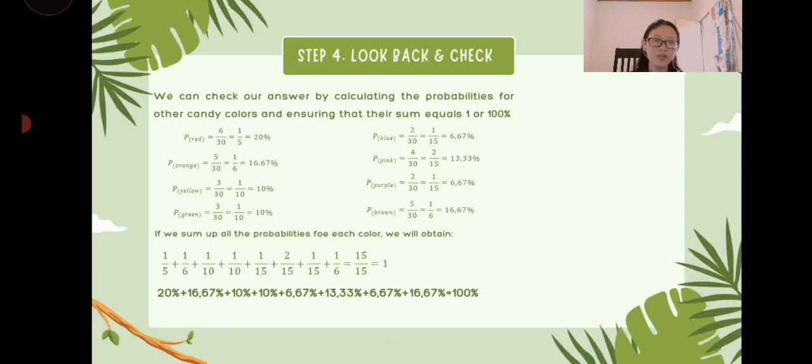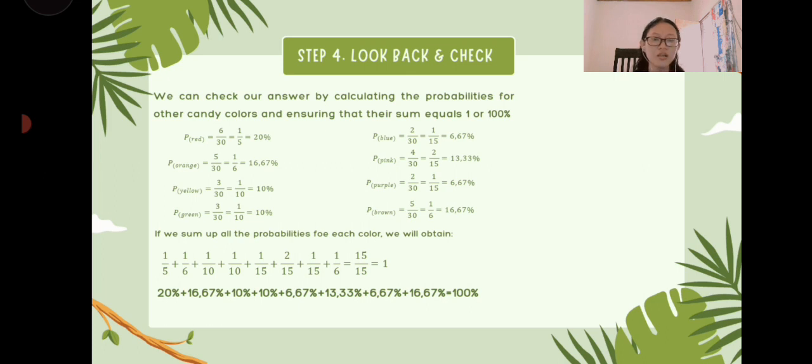The fourth step is to look back and check. We have found that the probability of Robert choosing a red candy from the bags without looking is 1 divided by 5 or 20%. This means that option B is correct. We can verify our answer by calculating the probability for other colors and ensuring that the total is 1 or 100%.